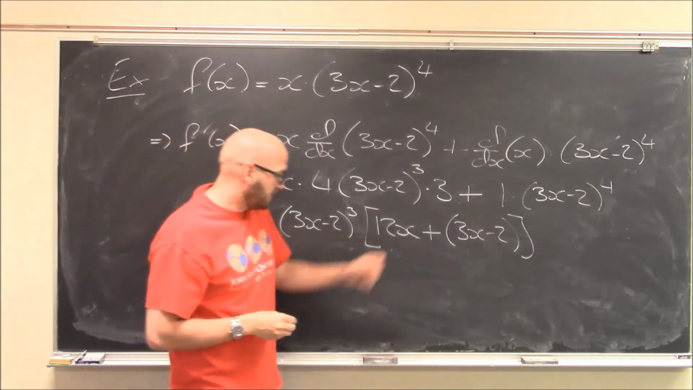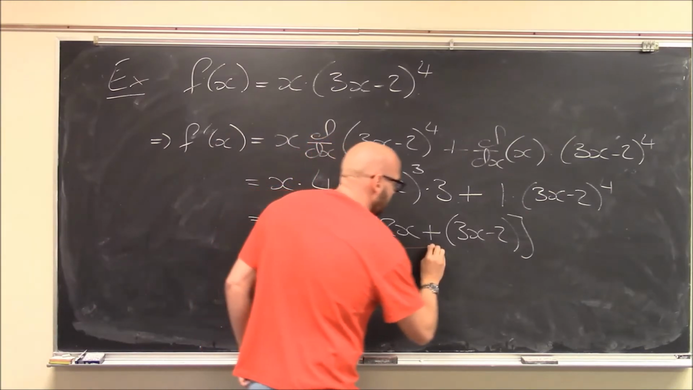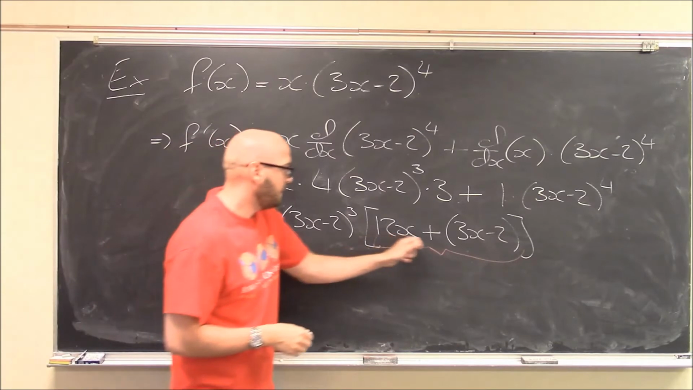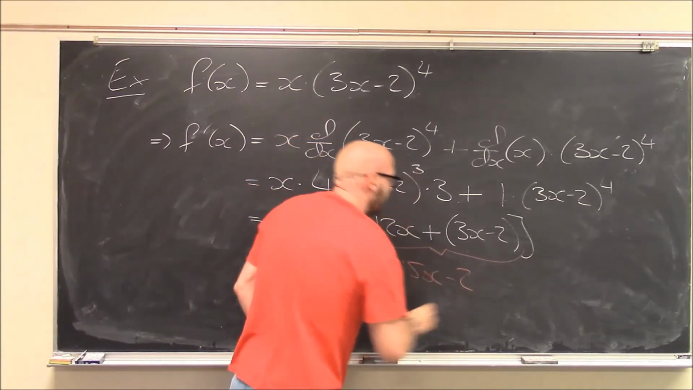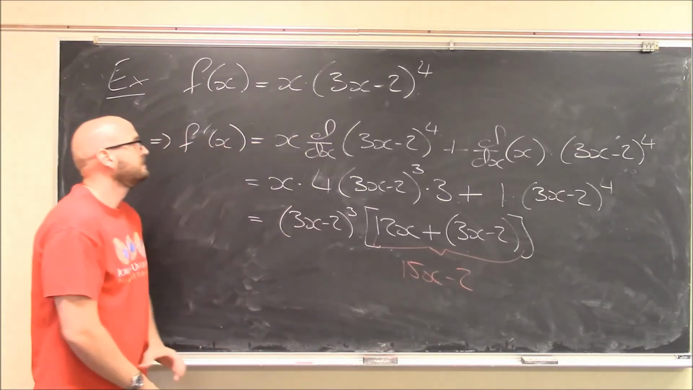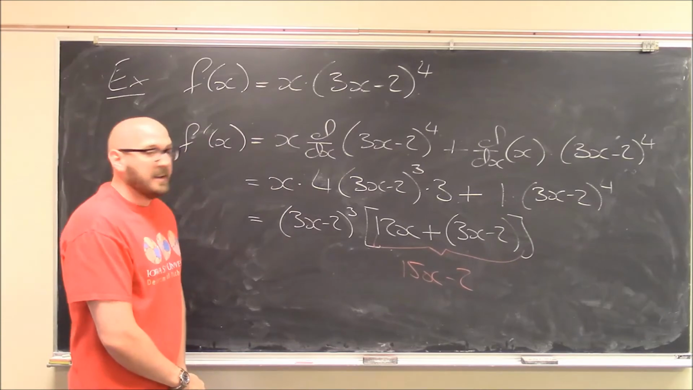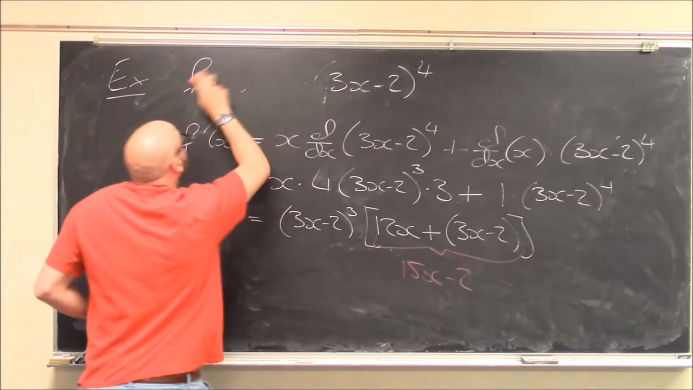And clearly I can clean this up just a little bit more. I'll do it all right here though. If you want to combine these together, 12x plus 3x is 15x minus 2. Alright, so we just have a few more examples to do. 2 to be precise.